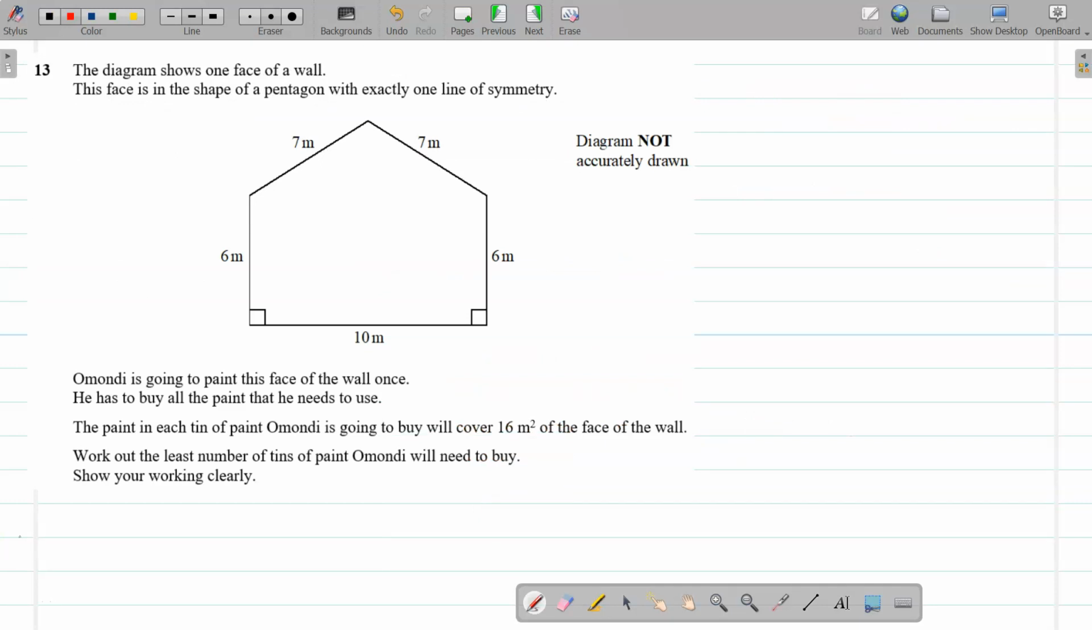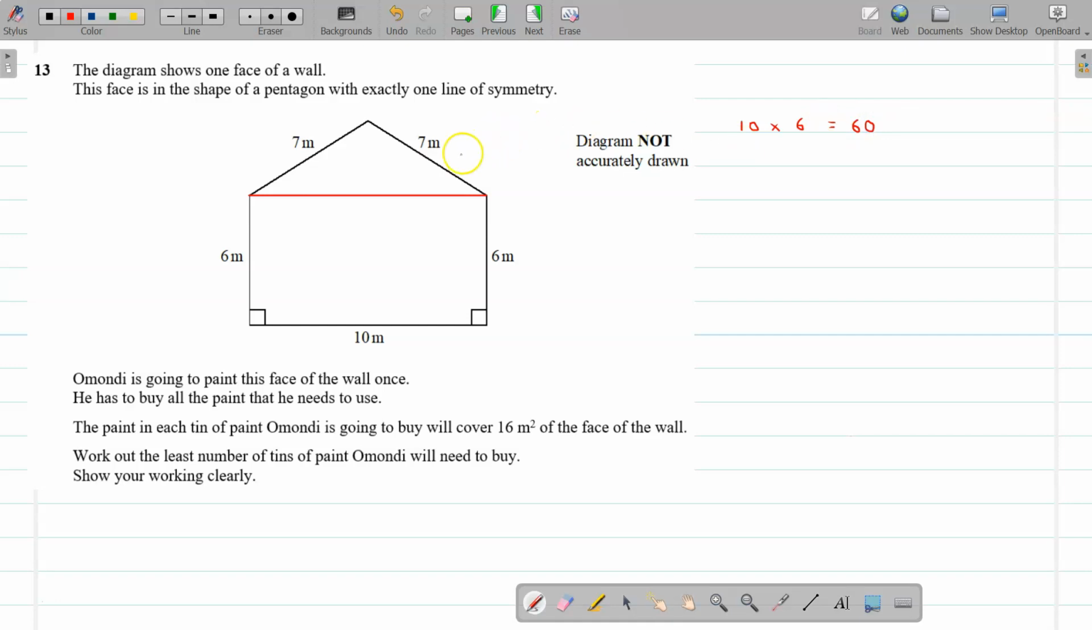Question 13. We have the wall of the side of a house and we've got to paint it. 16 square metres of paint will come from one tin. How many tins do we need to paint this? Well, obviously we need to know its area first of all. So we'll just divide it into a triangle and a rectangle. We can see straight away that the area of the rectangle is 60. So I'm just going to write here 10 times 6 is 60. That's quite easy to spot straight away.